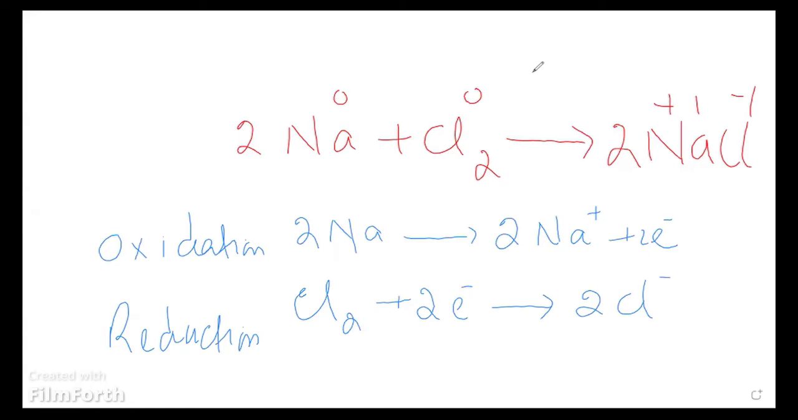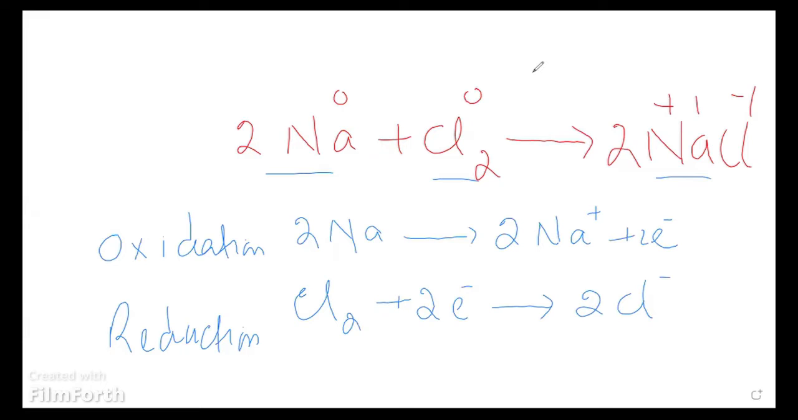Okay, children, girls, boys, listen to me now. Sodium is here. Sodium reacts with chlorine to form sodium chloride. You can see in the equation that sodium, when it was in an uncombined form, had zero oxidation state. And chlorine, being a diatomic molecule, also had zero oxidation state.